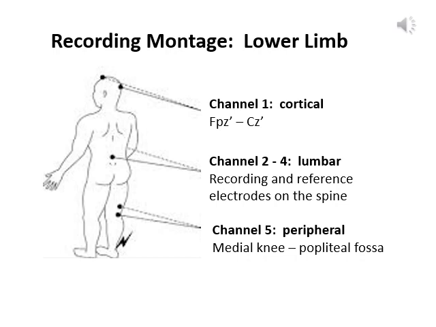The peripheral response is recorded by placing an electrode in the popliteal fossa 4 to 6 centimeters above the popliteal crease between the 2 prominent tendons. The reference electrode can be placed on the medial side of the knee.